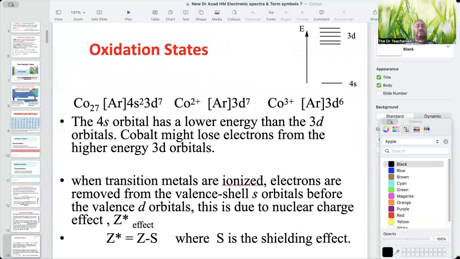Oxidation states as well: for cobalt 2, we remove 2 electrons, ending with 3d7, removing the 4s2. For cobalt 3, you remove 2 electrons from the 4s and 1 from the d, remaining d6. So the 4s is lower in energy, losing first. When transition metals are ionized, electrons are removed from the valence shell s first. Z star, the effective nuclear charge, is Z minus S, where S is the shielding effect.